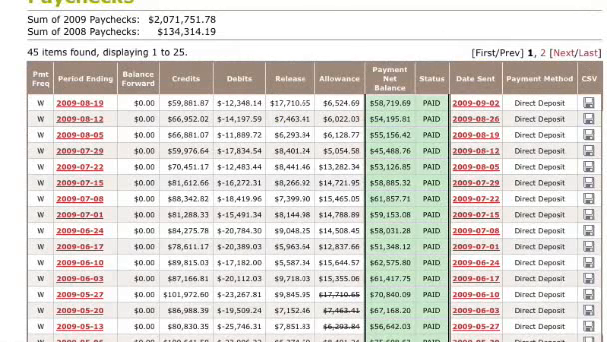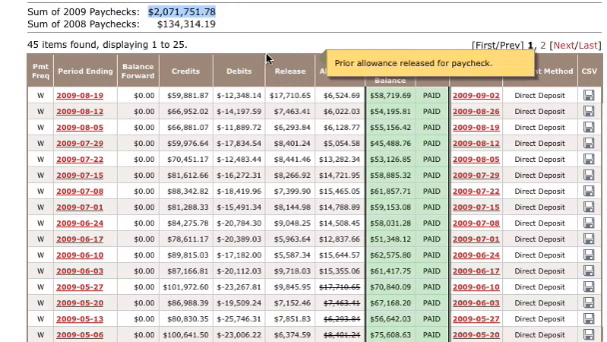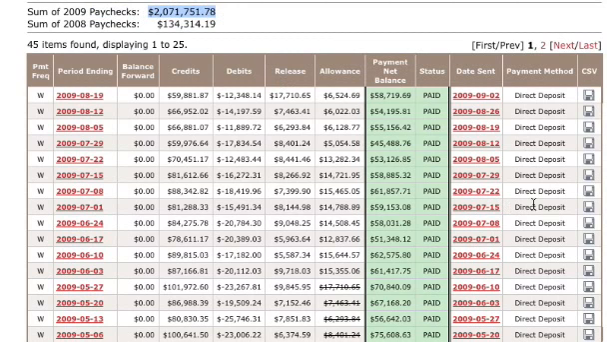So I'm on the reporting tab, and you can see I've started this at the end of 2008 because I made $134,000 in 2008. But for 2009, and keep in mind this is paychecks, which means this is how much I'm getting net. This is not gross, this is after everything. So far for 2009, and it's Thursday, August 27th as I'm making this video, I've already made almost 2.1 million for the year. Not too bad.